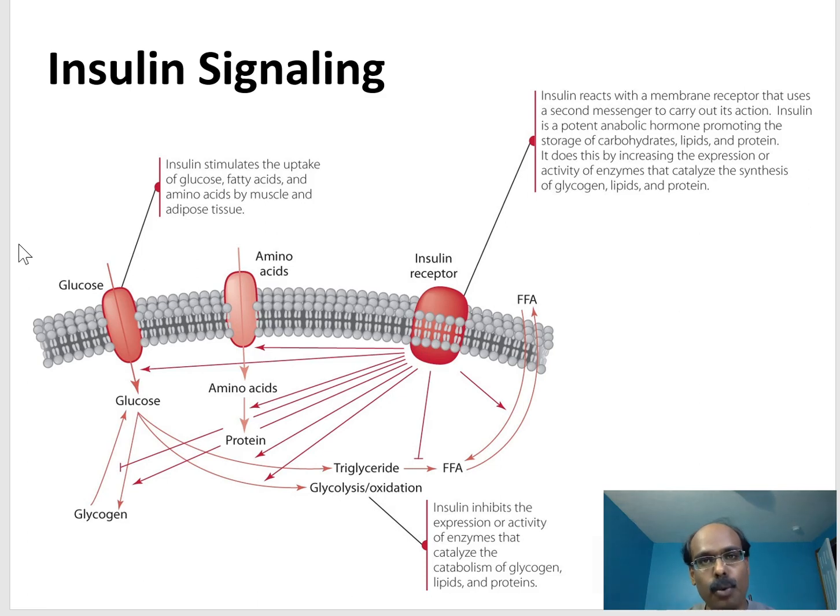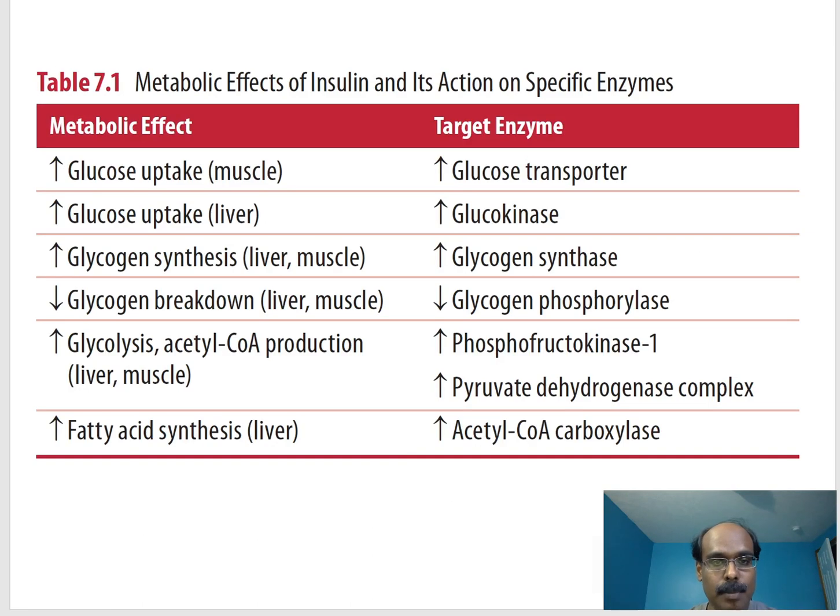This is a brief overview of insulin signaling. Life science students would have studied this, but I'm just taking you through what happens in the process of insulin action into the cell. There are various levels of metabolic effect. One, we increase glucose uptake in the muscle, and glucose uptake in the liver happens. The target enzyme in glucose uptake in the muscle is the glucose transporter.